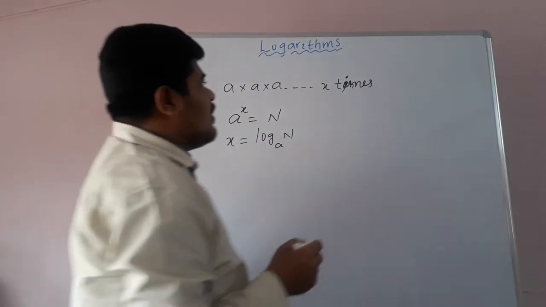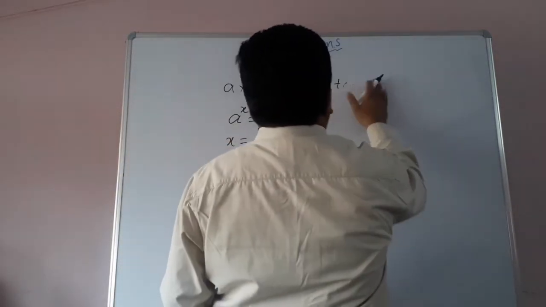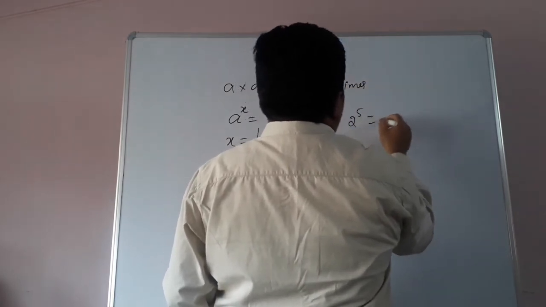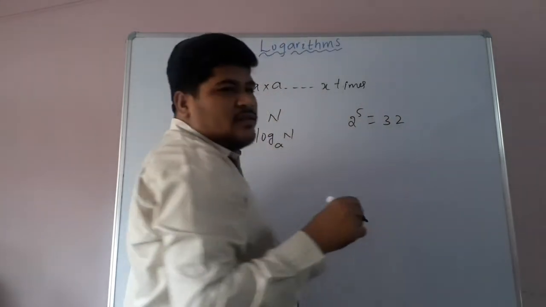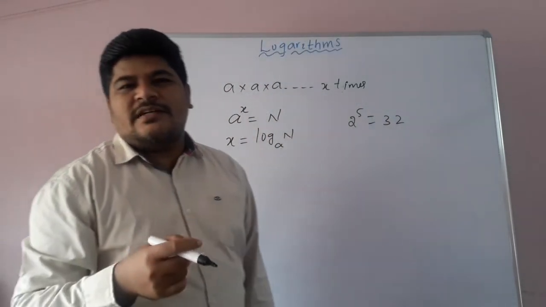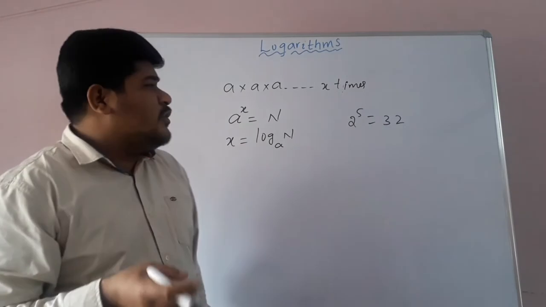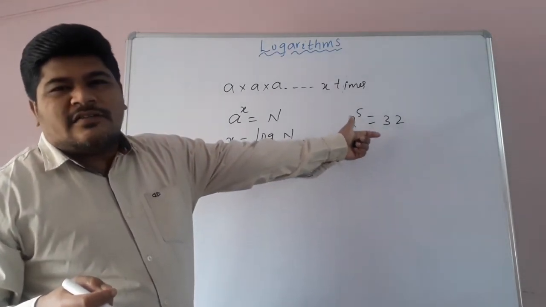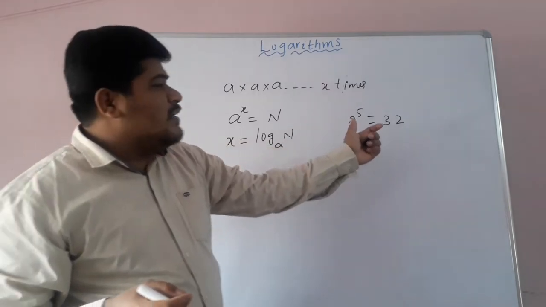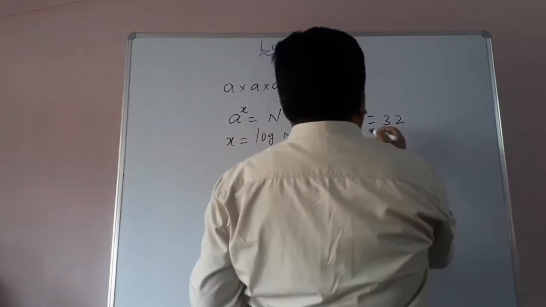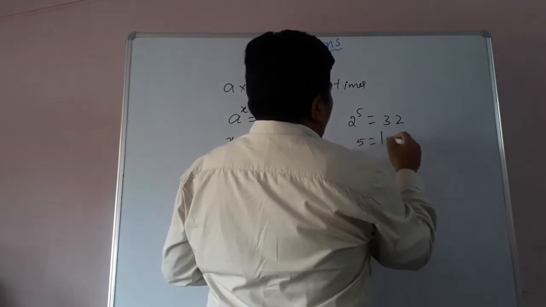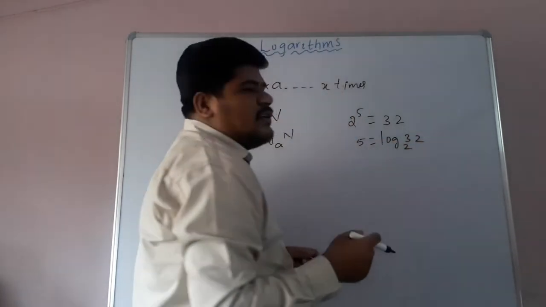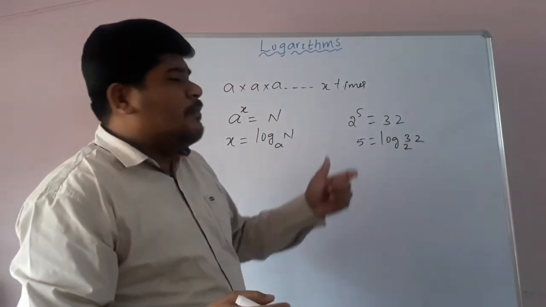Suppose children, 2 to the power of 5 is equal to 32. So if 2 is multiplied by itself 5 times, that is equal to 32. This is called the exponential form, children. And what is its logarithmic form? We can write 5 is equal to log 32 to the base 2. 5 is equal to log 32 to the base 2.